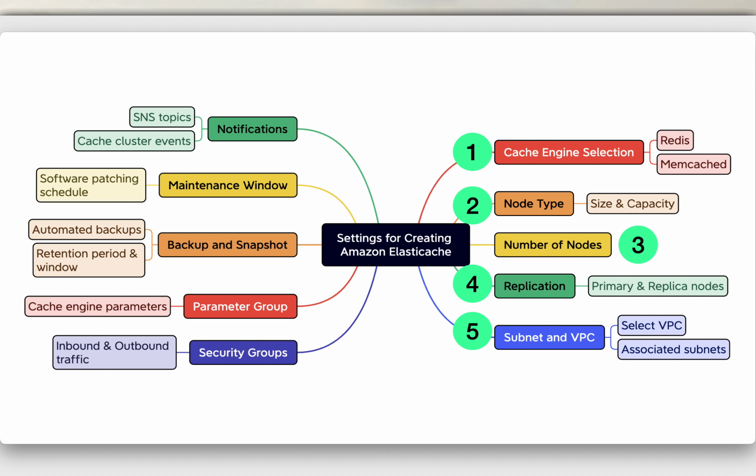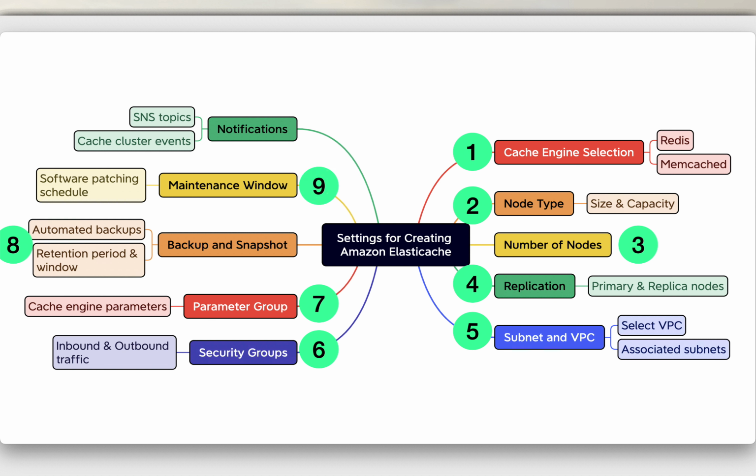Subnet and VPC. Select a virtual private cloud, VPC, and its associated subnets where the cache cluster will be launched. 6. Security groups. Define the security groups to control inbound and outbound traffic to the cache nodes. 7. Parameter group. Configure the cache engine parameters according to specific application needs. 8. Backup and snapshot. Configure automated backups, snapshot retention period, and specify the backup window.